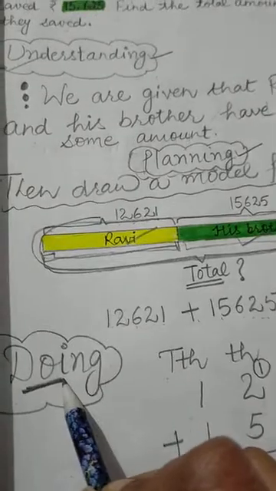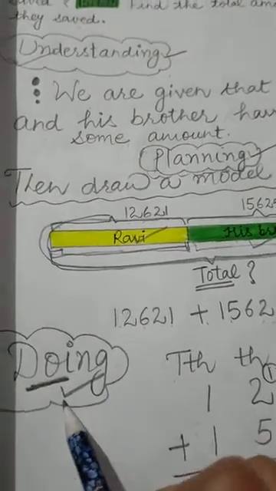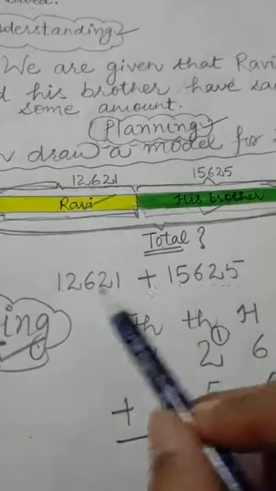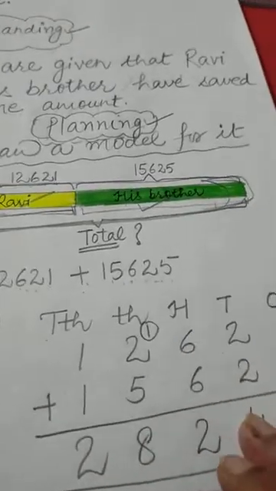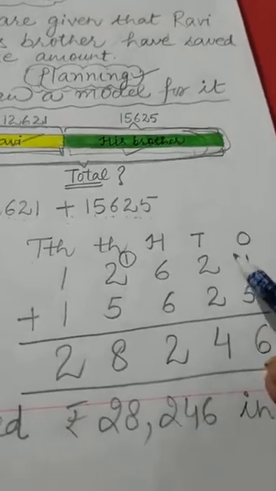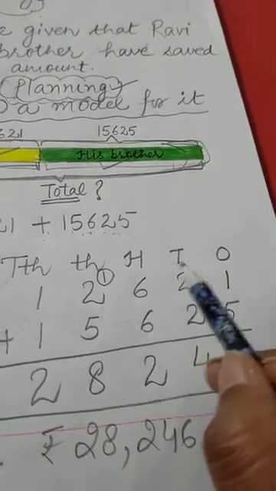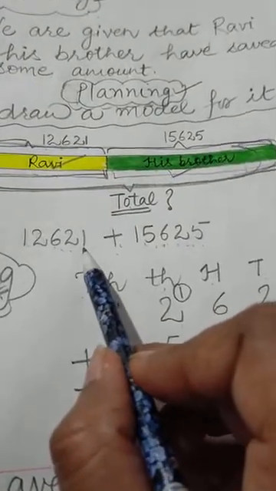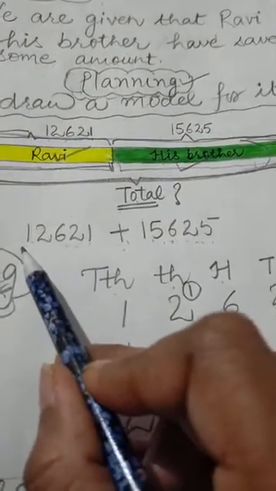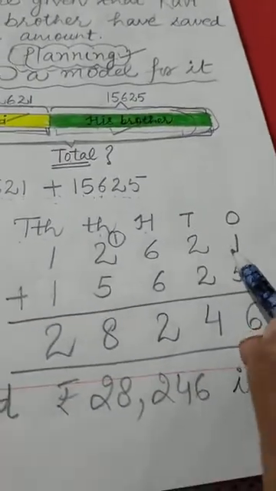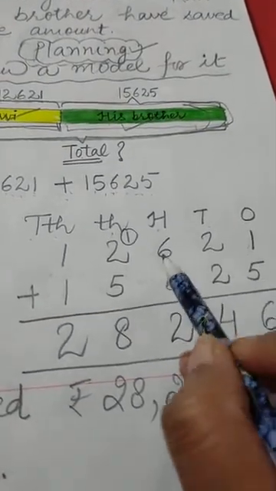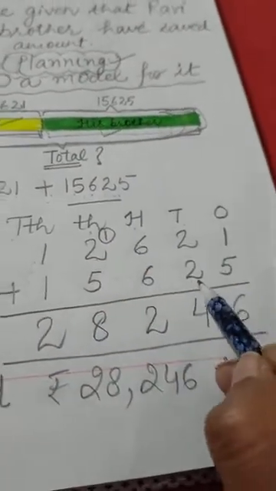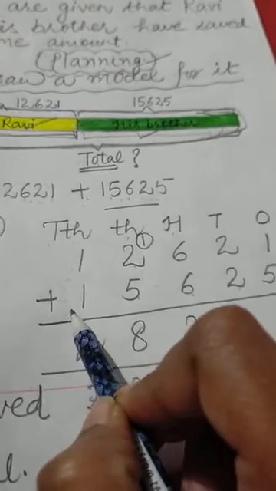After doing the planning, doing the action. What is the action? What we have to do in this sum for finding the total? We will add these two numbers. So how will you add these two numbers? By writing the places firstly: ones, tens, hundreds, thousands, ten thousands. We will write the digits according to their places. And the second number also we will write by ones, tens, hundreds, thousands, ten thousands.